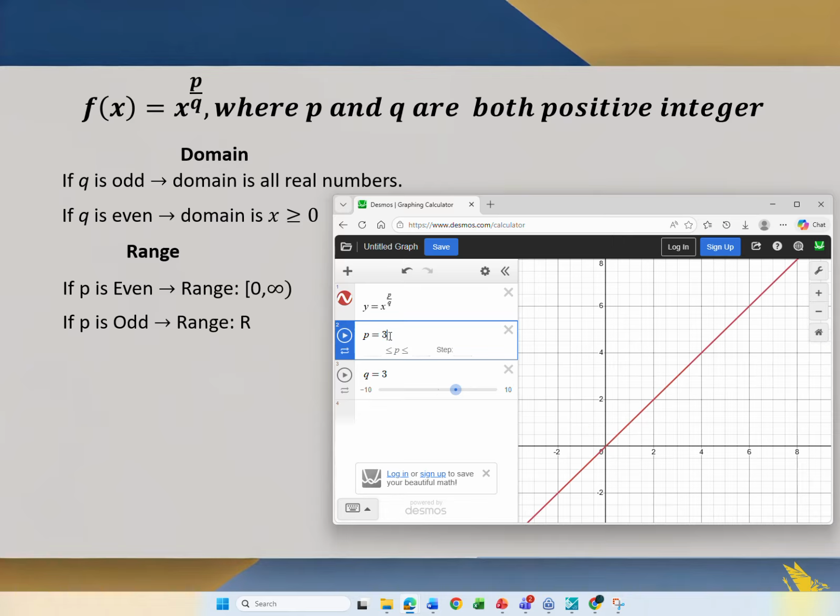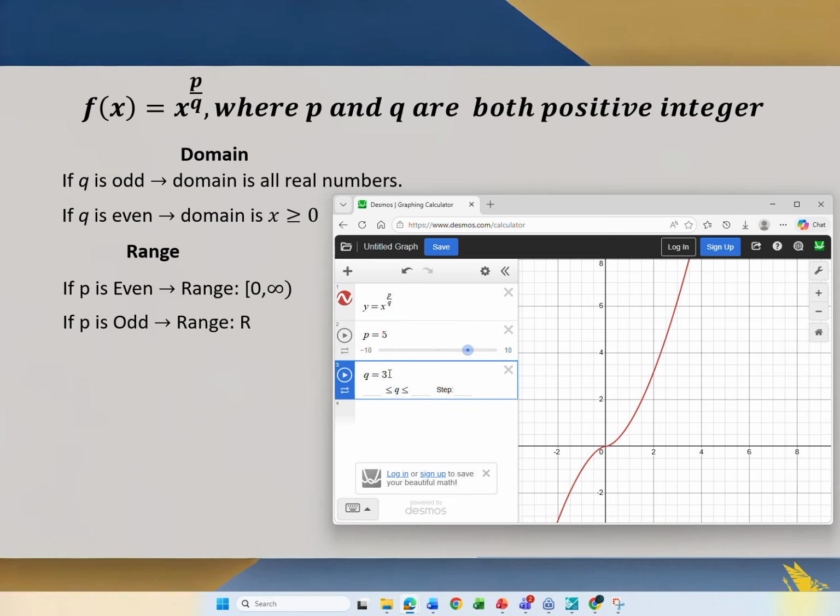2, 3, 4, it's all real numbers. I can change this to 5, 7. We can see that the domain is all real numbers. If it's even, so I will now change it to even, make it 6, we can see it's equal to 0 and greater. I can change it to 8 and 10. So there's the pattern that we need to use.